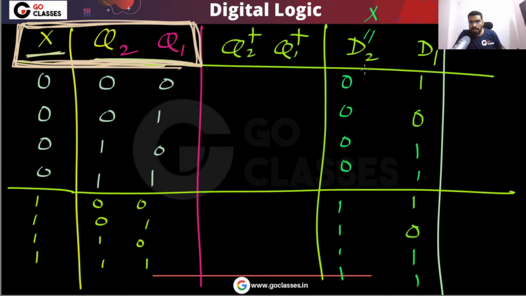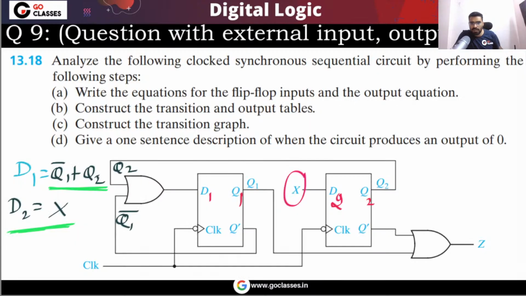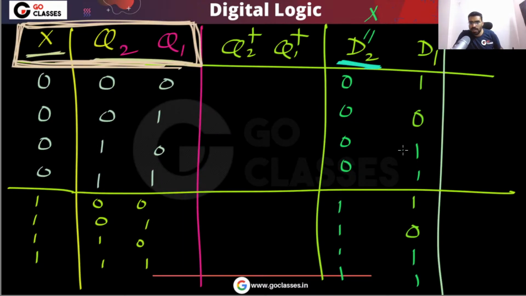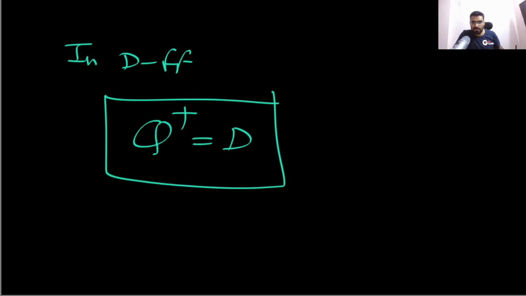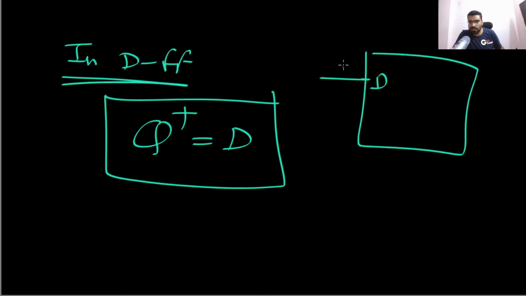Now tell me, if you have D2, then what will be Q2? Remember this, in any D flip-flop what happens? In a D flip-flop, the next output is same as your D. Whatever is the value of D, that will become your next output.